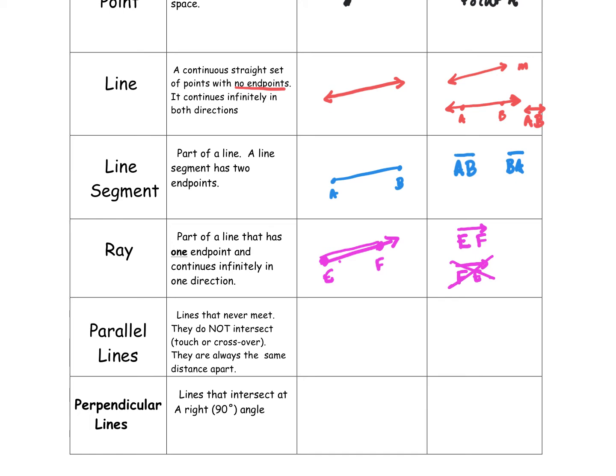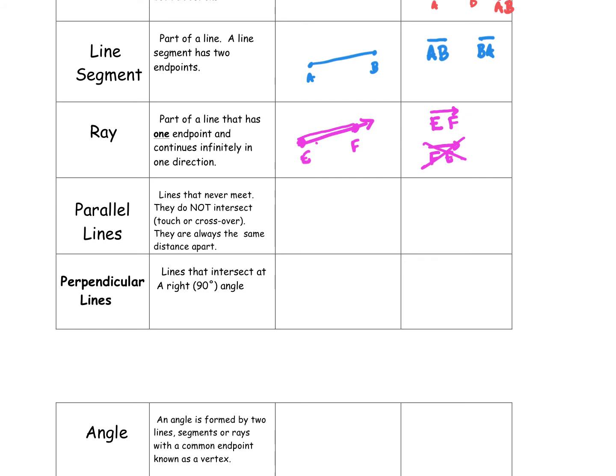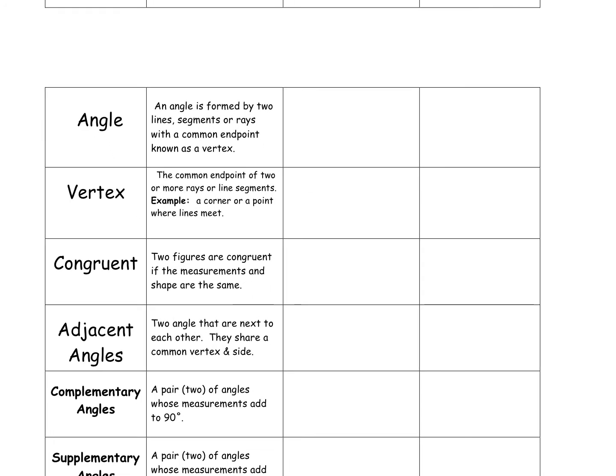We're going to skip for right now parallel lines and perpendicular lines. We'll come back to them, but we need our 2 next phrases so we can continue with the rest of the lesson. And our next vocabulary word is angle, and an angle is formed by 2 lines, segments, or rays with a common endpoint known as a vertex. So let's look at the vertex. That's our next vocabulary word. A common endpoint of 2 or more rays or line segments. An example of it would be a corner or a point where lines meet.